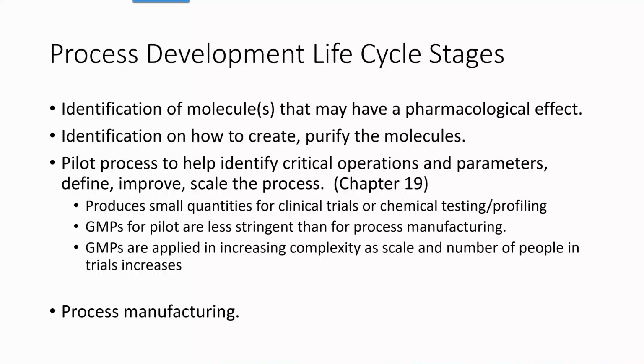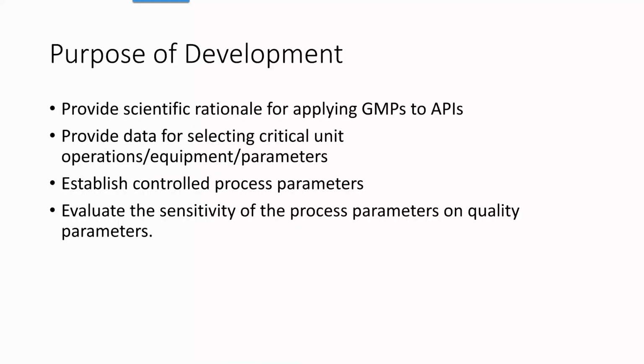Okay, so pilot process to help identify critical operations and parameters, define, improve, and scale the process, and that's really where that chapter 19 kind of produces small quantities for clinical trials, chemical testing, profiling, things like that. And then we go into process manufacturing. So that's the life cycle stages that you would typically do. And then the purpose of development, again, we're talking about development of the process so that you can identify, for example, what the critical processes are.